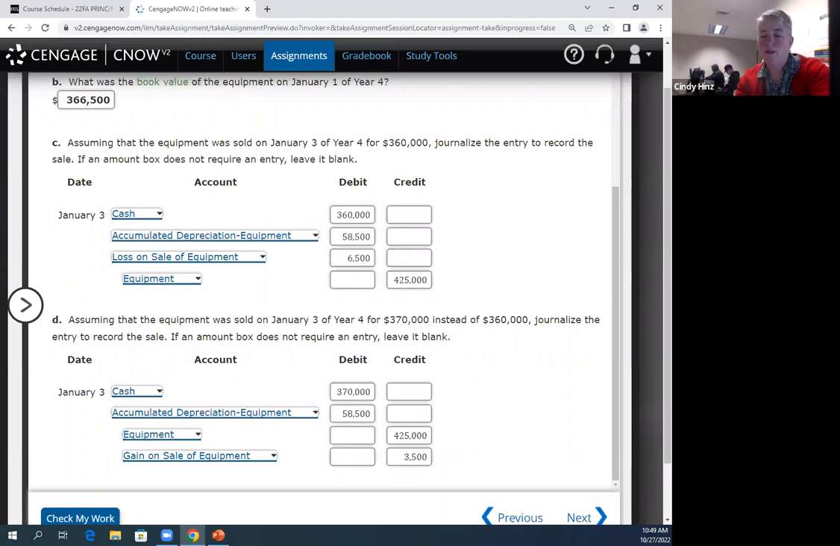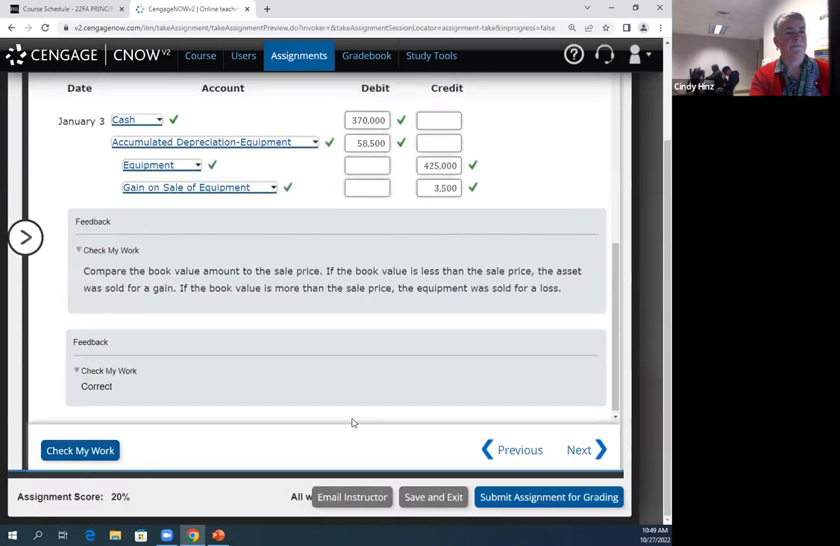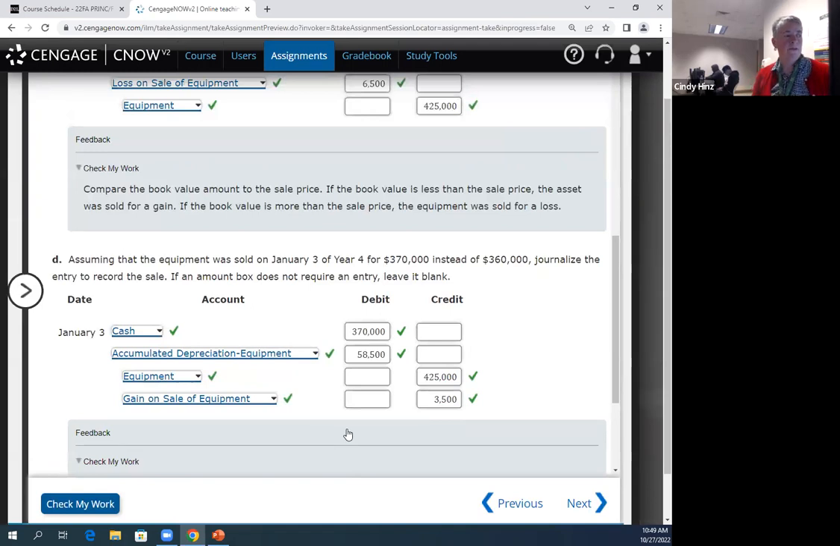Anybody with questions on exercise 7? Okay, so now we know how to record it when we sell that equipment. If we had disposed of it as having no value, the entire carrying value or book value would have to be written off as a loss.